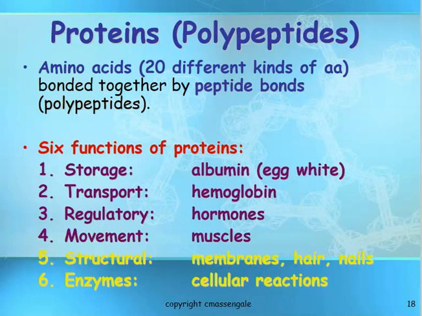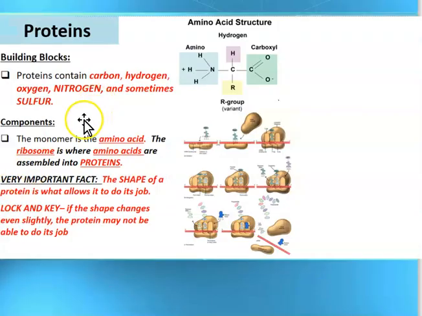And here are the 6 functions of protein: storage, for example, an egg white; transport in our blood with hemoglobin; regulatory, like in hormones; movement in muscles; structural. Remember, I told you we're made of proteins, membranes, hair, nails. The list goes on and on. And also, proteins are important in chemical reactions in our bodies. That's when they are enzymes. Again, proteins, their monomer is the amino acid, and they are what we're made out of.